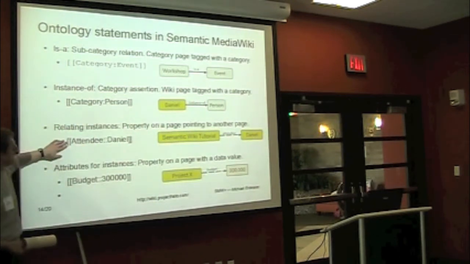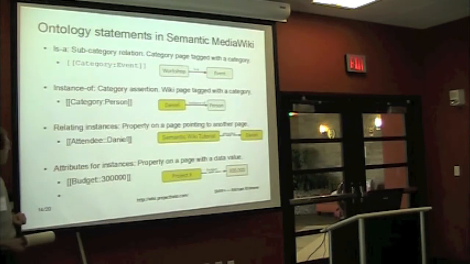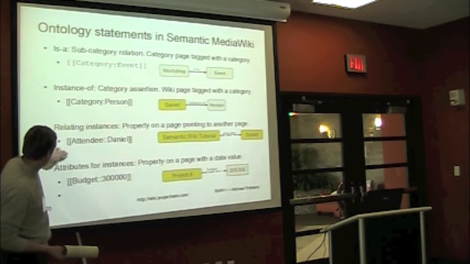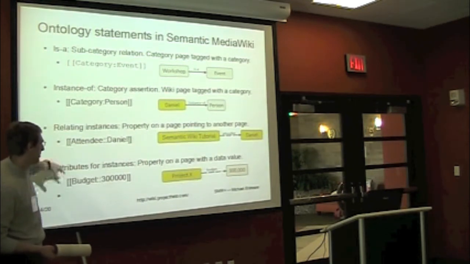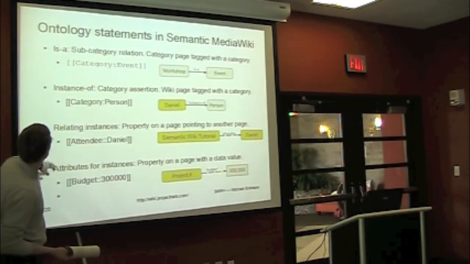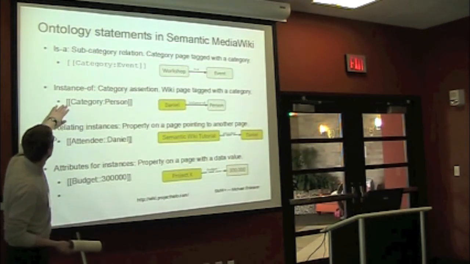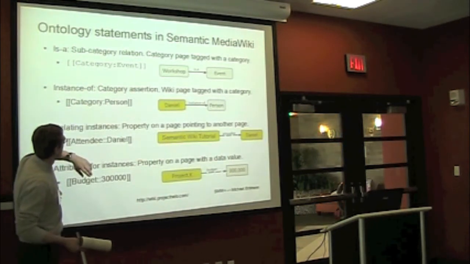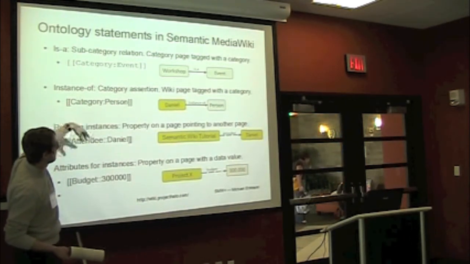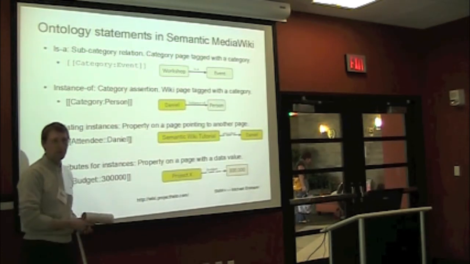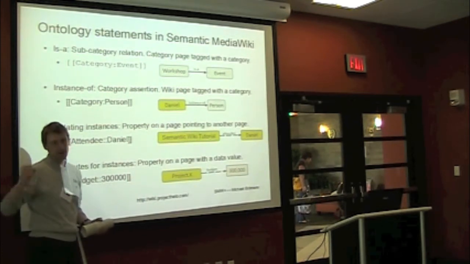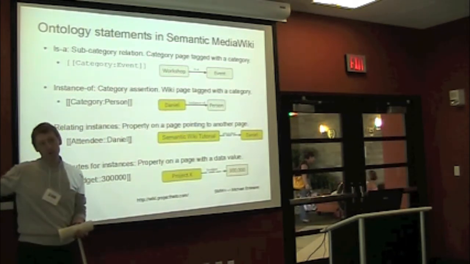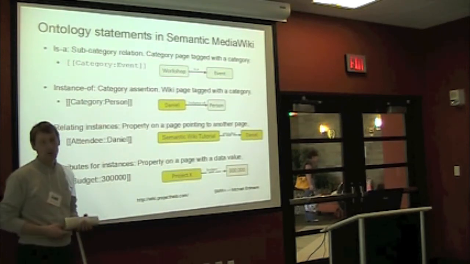In SMW, it essentially looks like this. So, relations and properties can hardly be differentiated. This means this essentially is the same text, right? Except for the class here. But it's the same. If one takes this on the page in the main namespace, this means I'm an instance of this category. The same text on the category page means I'm a subcategory of. So there's a slight difference in the interpretation of the same text.